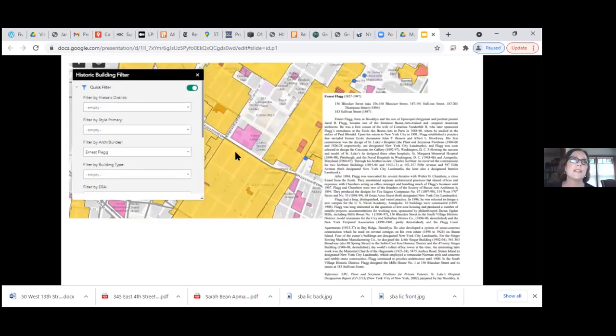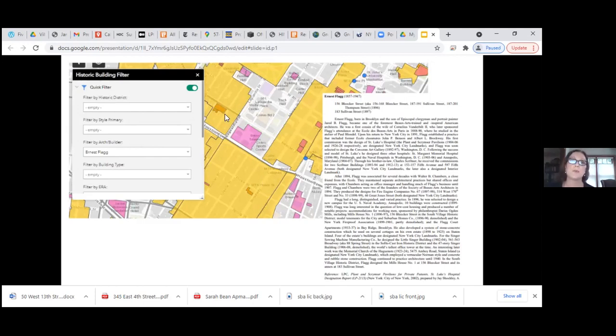And so here, I did a filter by the architect Ernest Flagg, and I found four buildings that were built by Ernest Flagg. One is over here at 232 East 11th Street. We have 561, 563 Broadway, aka 88 Prince Street in the Soho district. And then we also have these two buildings.